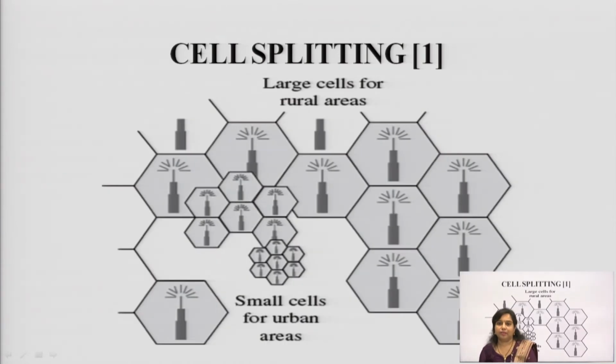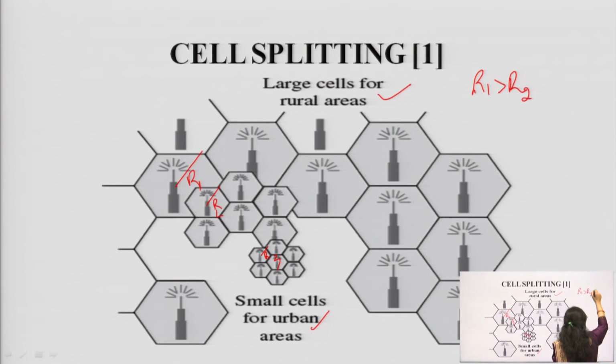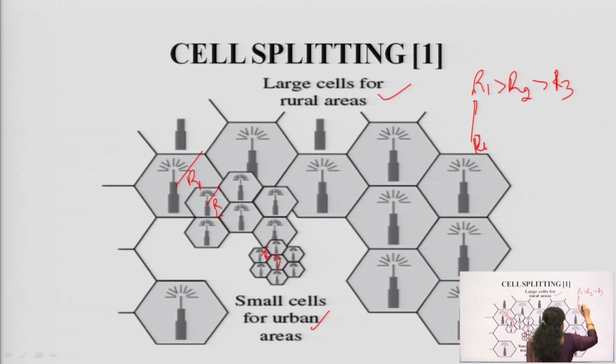This is cell splitting. Cell size is directly dependent on population, like large cells are used for rural areas and small cells are used for urban areas. So, that is inversely proportional. The larger the population, the smaller will be the size of the cell, and the smaller the population, the larger will be the size of the cell. So, it is seen over here that the radius of this particular cell is large as compared to this cell and as compared to this cell. So, this is R1, this is R2, this is R3. So, R1 is greater than R2, which is greater than R3. You can clearly find out this is used for the rural area, and this is designed for the urban area. So, this is how you have to decide the size of the cell splitting.